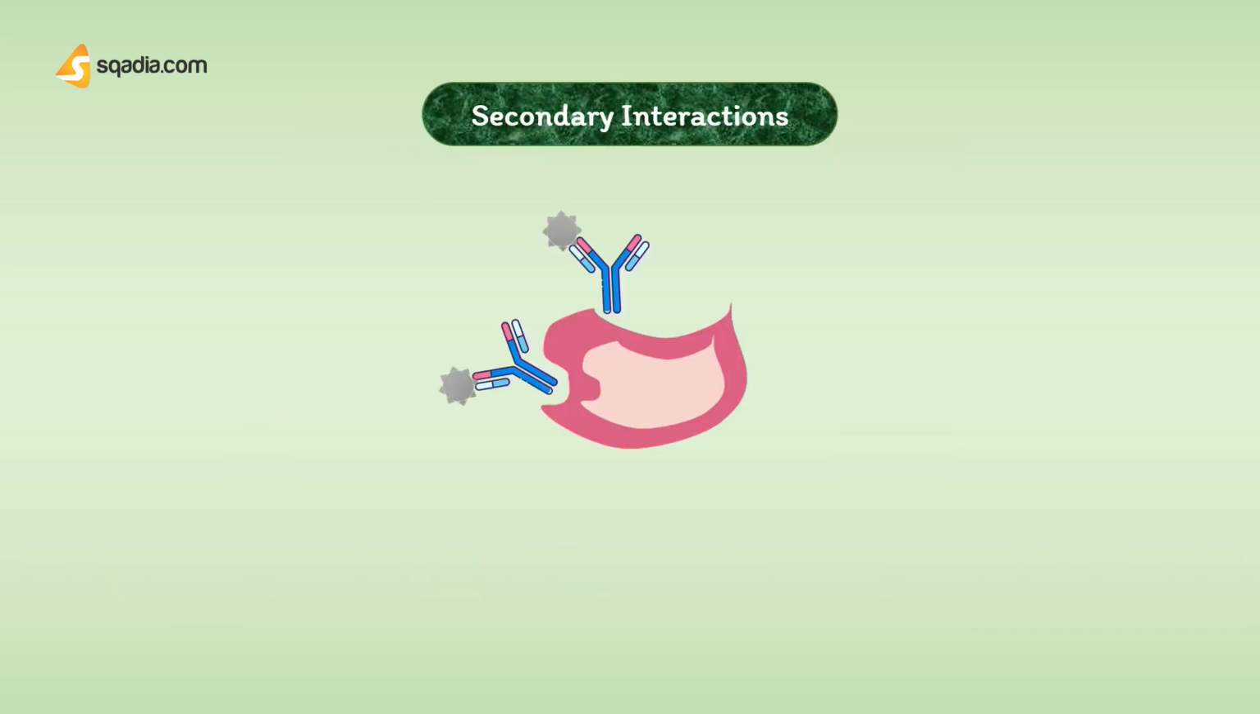In the secondary interaction, the antibody molecule with another effector agent, such as complement or phagocytic cells, is required to dispose of the antigen. The importance of these secondary interactions is shown by the fact that deficiency of complement or myeloid cells can be almost as serious as deficiency of antibody itself.